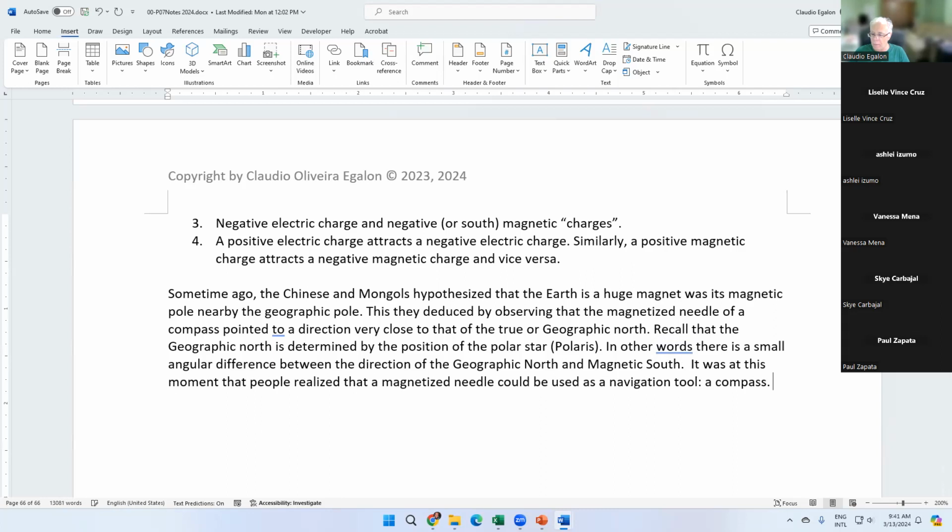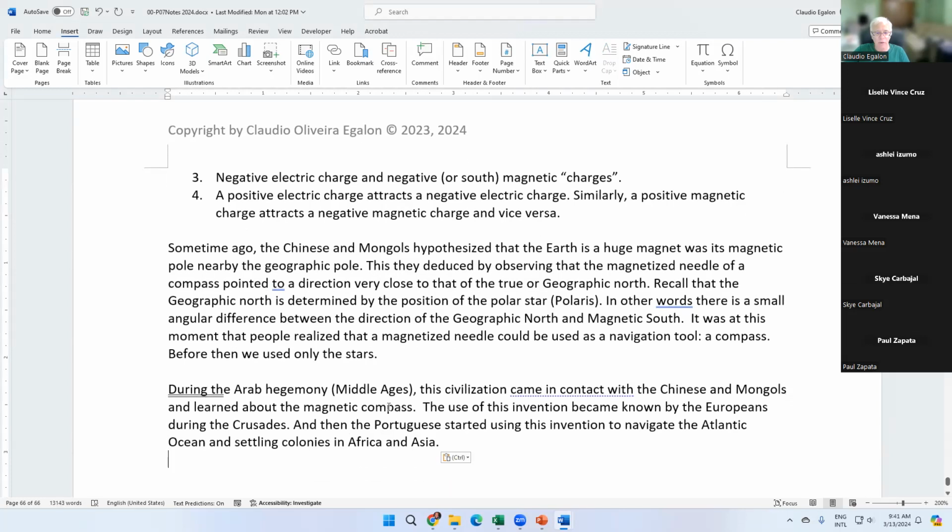Before then, we used only the stars. So whatever I mentioned, I'm gonna type it here as well. A little bit of history here.